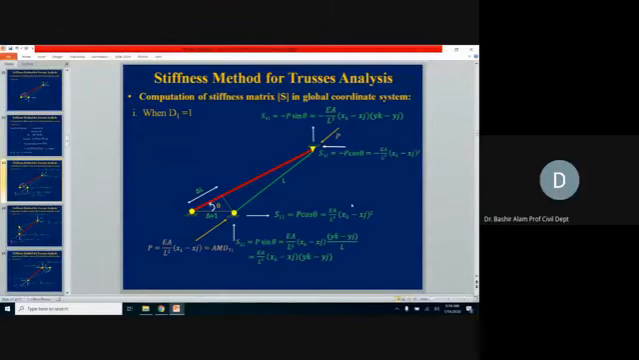So you can see now the similarity. EA over L cube will be in the stiffness coefficient matrix, and it will be the product of similar coordinates or the product of different coordinates. It will depend: if the action is in a different direction than the displacement given, then both coordinates will be involved. One.